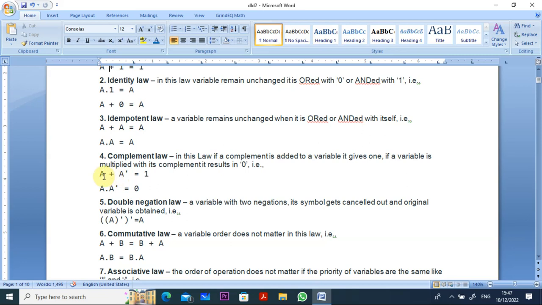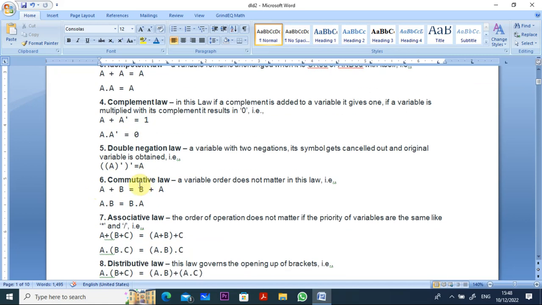At least, any value you take, 1 will be there. If you are taking 0, it will be 1. If you are taking 1, it will be 0. So in addition, when at least 1 is there, the answer will be 1. Then while we are going for A multiplied with the complement of A, at least one value 0 will be there. When 0 is multiplied with anything, the answer will be 0. Then double negation: the complement of the complement of A is equal to A itself. That is there, you can understand.